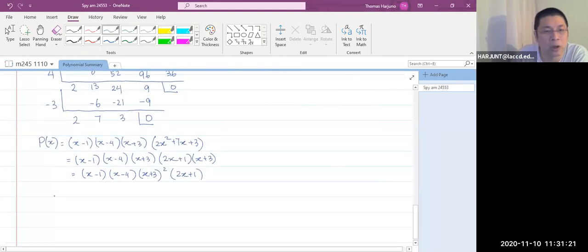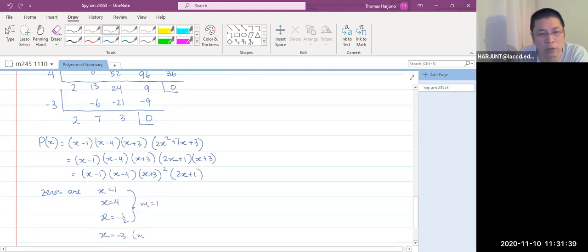So the zeros are x equals to 1, x equals to 4, x equals to negative 1/2, all of them with multiplicity of 1, x equals to negative 3 with multiplicity of 2.